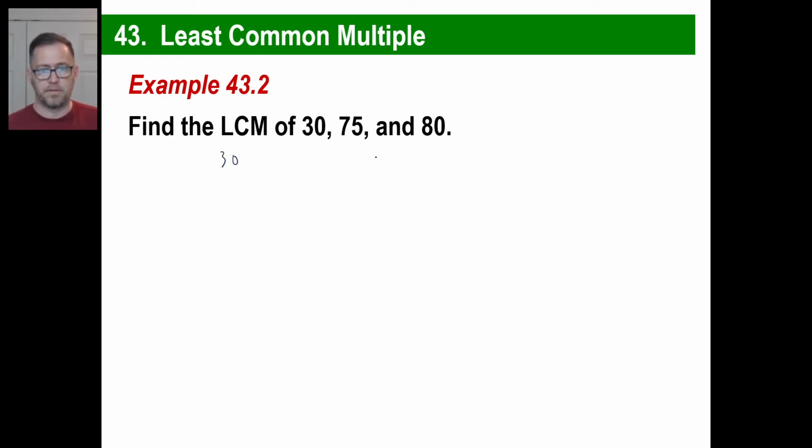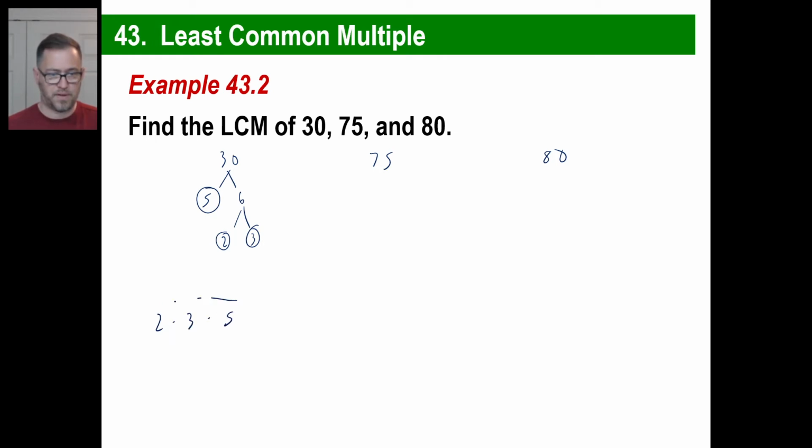Okay, we'll do 30, then 75, then 80, and then 30 is just 6 times 5. That's going to be 5 there, and then 6 there, and then 2 and 3. Okay, so let's put that down here. We got 2 times 3 times 5. That's what I got there.